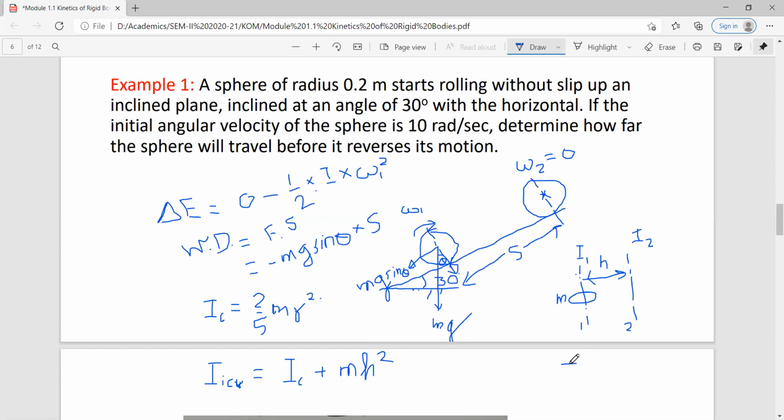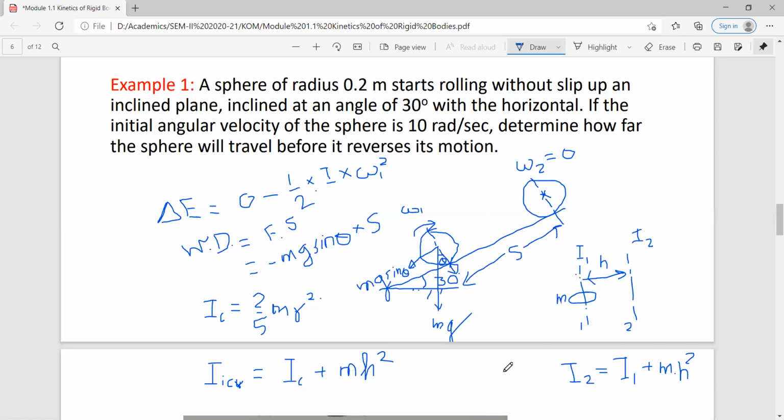According to the parallel axis theorem, your I2 will be I1, that is the moment of inertia about axis 1, plus the mass of the object multiplied by the square of the distance between these two axes. In this way you can find the mass moment of inertia about a parallel axis using the parallel axis theorem.